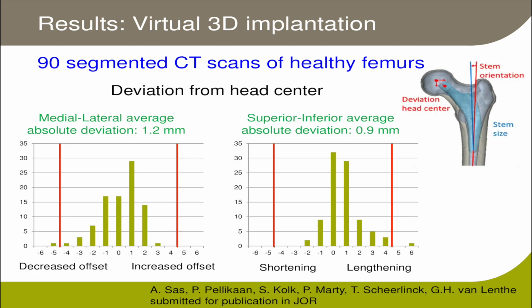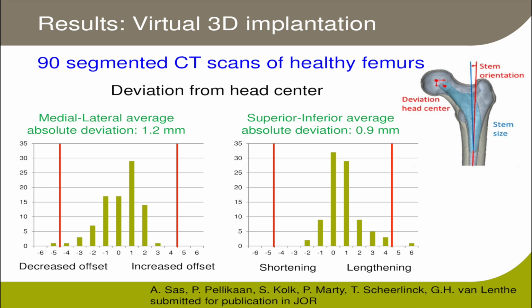Now what we measured actually is the deviation from the head center, trying to have what we thought would be the optimal implantation. So the priority was to get stability and see how far we could get with trying to restore the rotation center. And here are the results. On the left-hand side, you have the mediolateral data, and on the right-hand side, the superior-inferior data, so the shortening or the lengthening, and on the left side, the restoration of the offset.